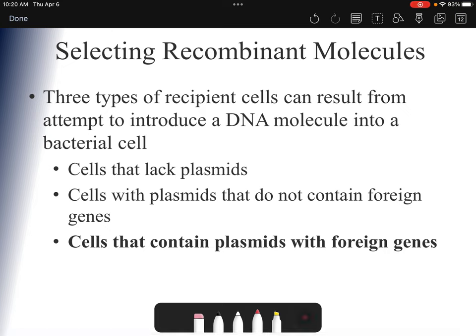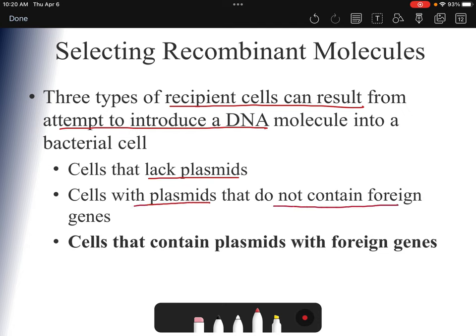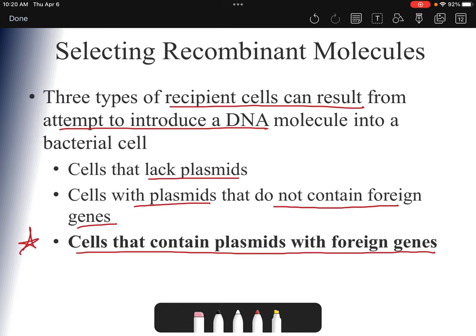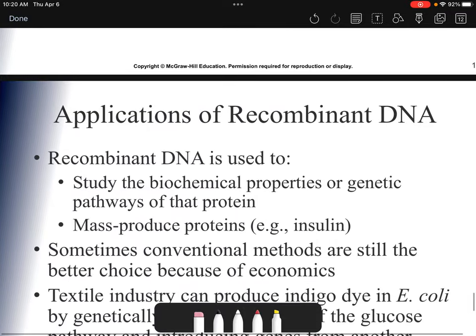Now there's 3 types of recipient cells that can result from an attempt to introduce that DNA molecule into it. You might get cells that don't take up the plasmid, okay? Or you get cells that have the plasmid, but they don't contain the foreign gene. Like the foreign gene never got inserted into the plasmid. But here's what we hope you get, is that you get cells that contain plasmids with the foreign genes. All right?